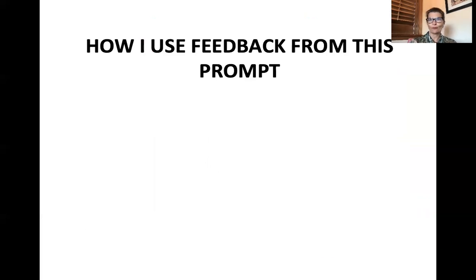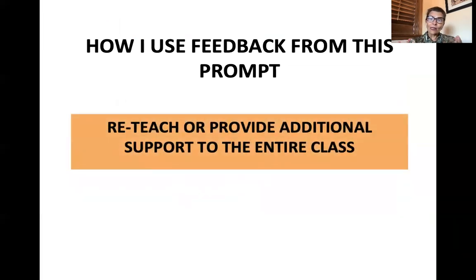How do I use the feedback from this prompt? Well, I may, upon reading all the cards, realize that the entire class is lost on 1 or more of these skills, in which case I'm going to reteach the entire topic to the whole class. There's no point in moving forward until students have a good grasp on this material.